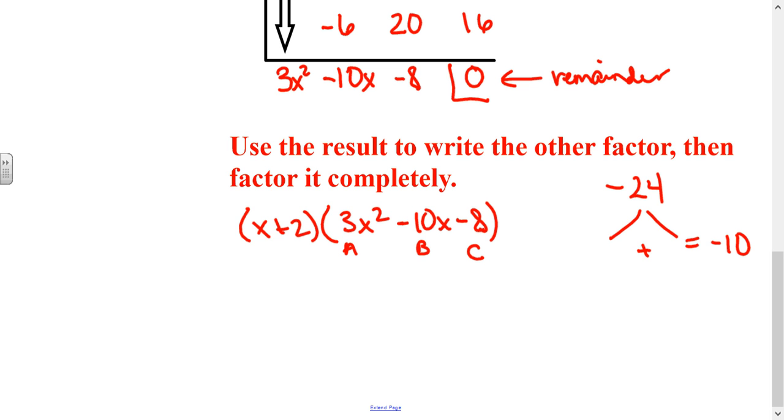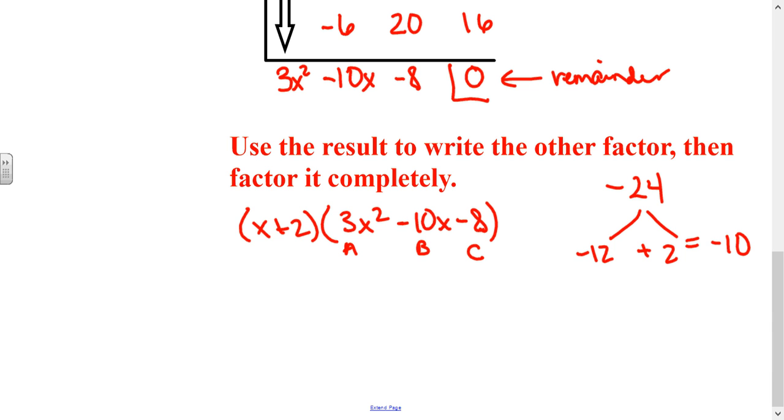And I have to find factors of negative 24 that add to be negative 10. So I could do 1 and 24, 2 and 12. So 2 and 12 might work. How would I get 2 and 12 to equal negative 10 and multiply to be negative 24? Well, the 12 would have to be negative, and the 2 would have to be positive. So those are my factors.